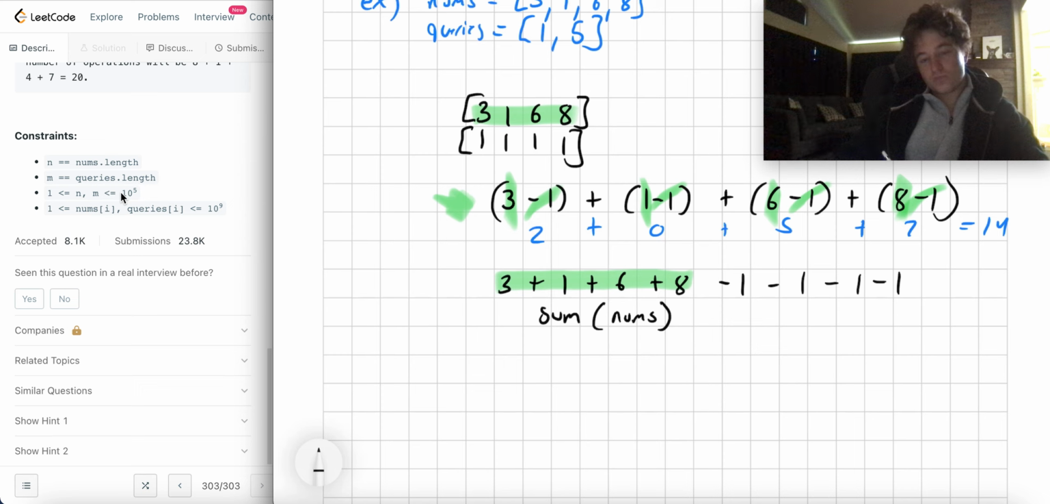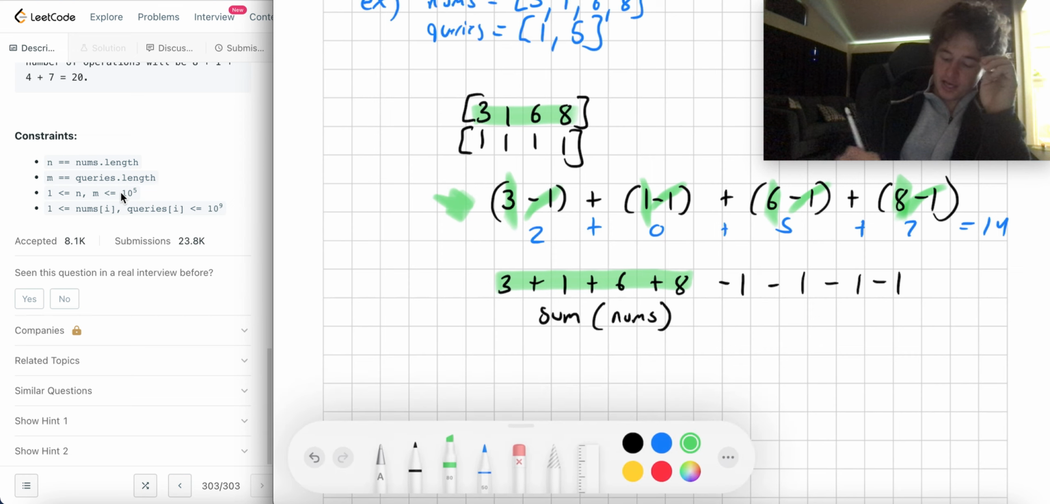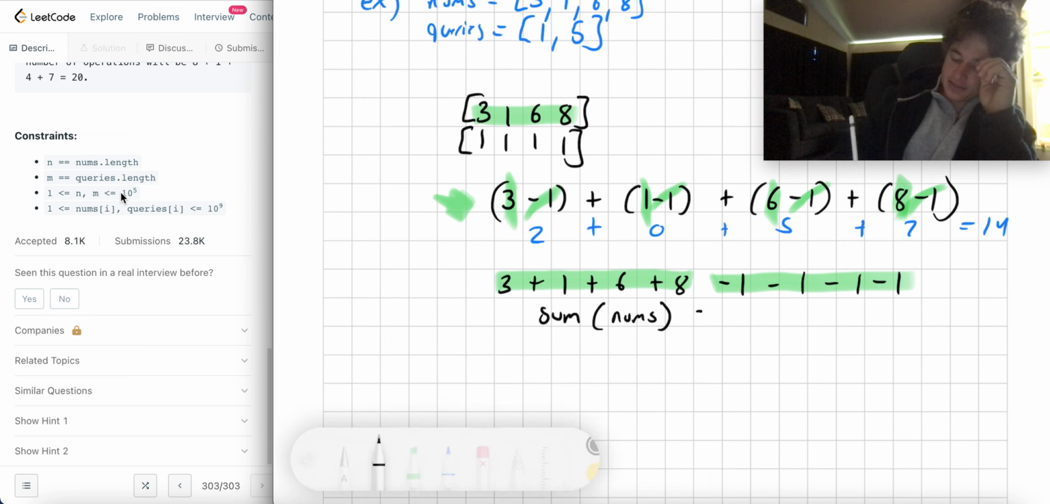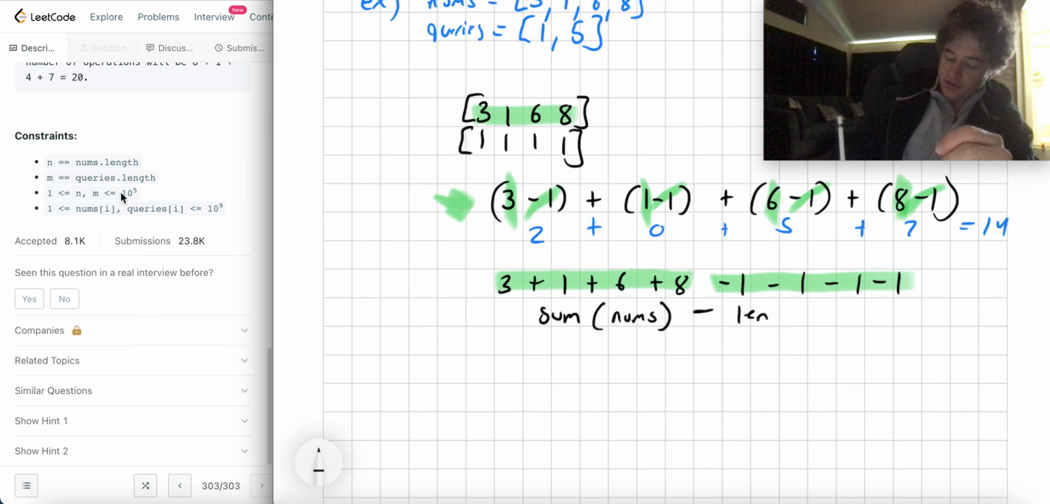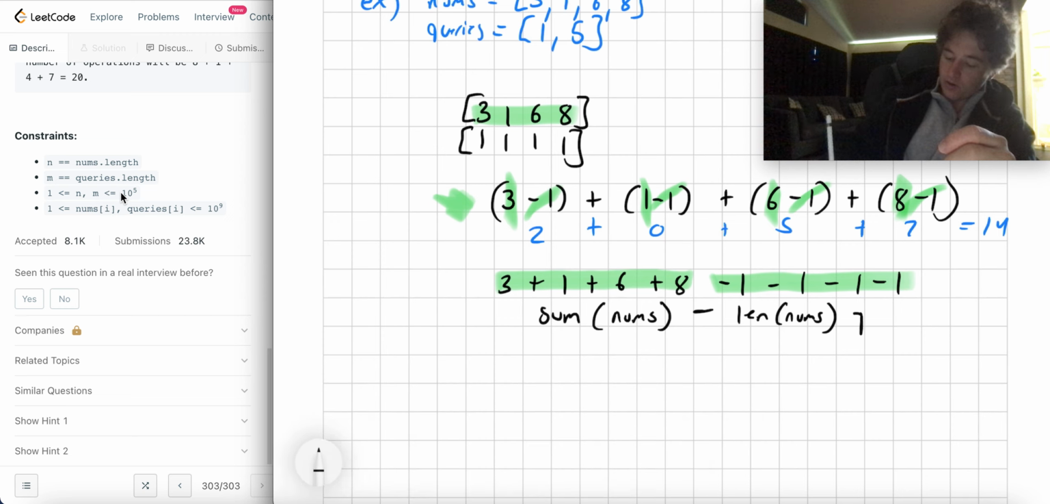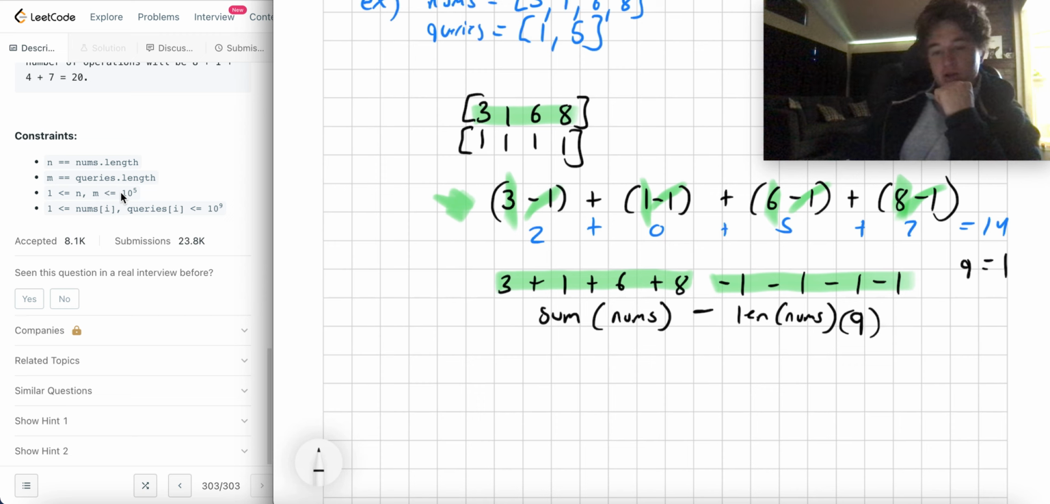And for each element, we subtract 1 to find its difference from 1, right? So this is just the number of elements in the array. So this is just minus the length of nums times our query value, 1. So I'm going to just put query value here, q, but just know that q equals 1, right?